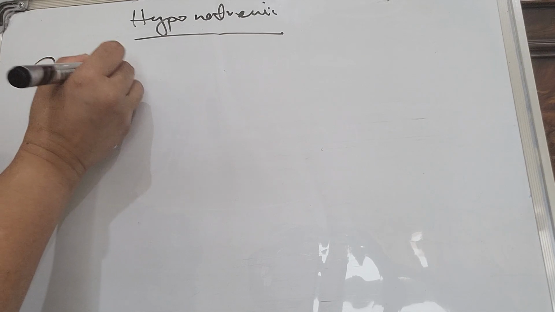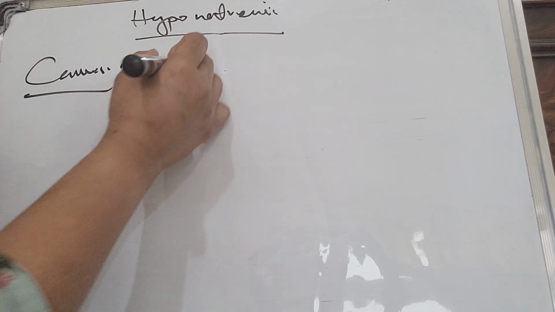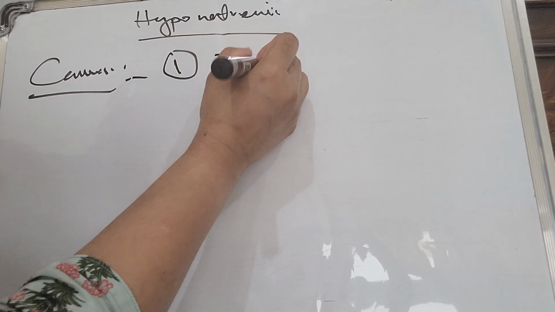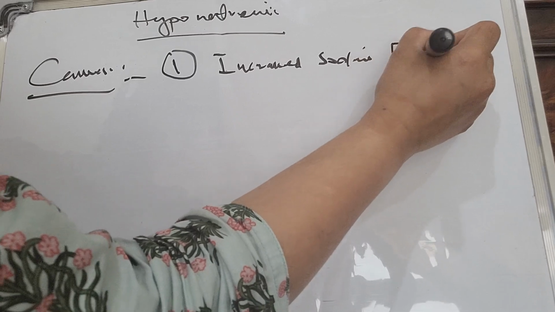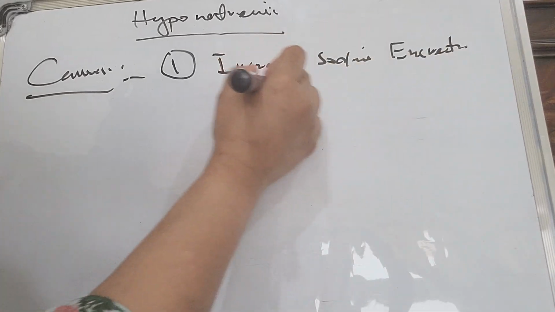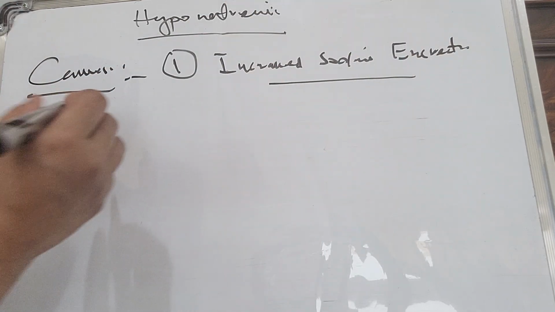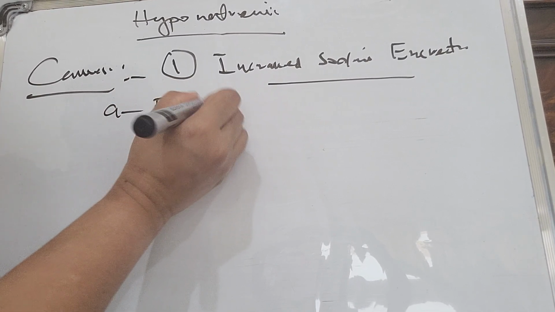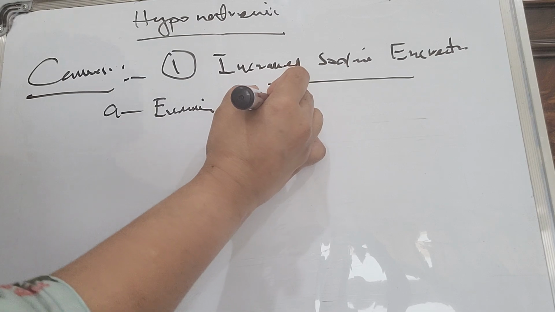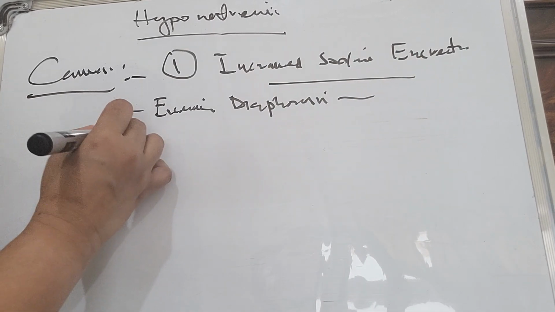So causes of hyponatremia, the first is increased sodium excretion, meaning the sodium is coming out. So how is the sodium coming out from the body? Number A, excessive diaphoresis, meaning the patient has too much sweating.